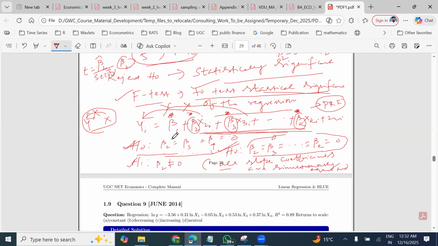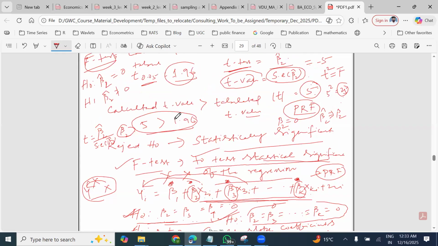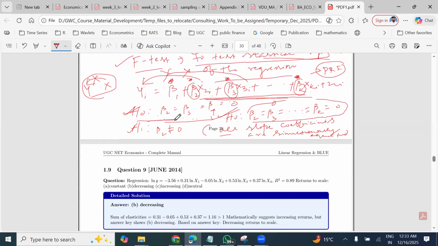Okay? So now we will come back to the F test. In the F test, when my null hypothesis is beta 2, beta 3 equal to 0, it means all slope coefficients are simultaneously 0. Then what will be my alternate hypothesis? If you have understood, tell me. If my null hypothesis is that all slope coefficients are simultaneously equal to 0, then what will be my alternate hypothesis here?